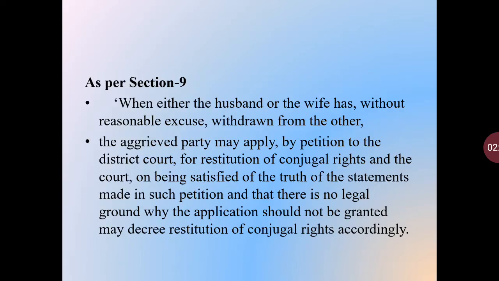As per section 9 of the same act, when either the husband or the wife has, without reasonable excuse, withdrawn from the other, the aggrieved party may apply by petition to the district court for restitution of conjugal rights, and the court, on being satisfied of the truth of the statements made in such petition and that there is no legal ground why the application should not be granted, may decree restitution of conjugal rights accordingly.